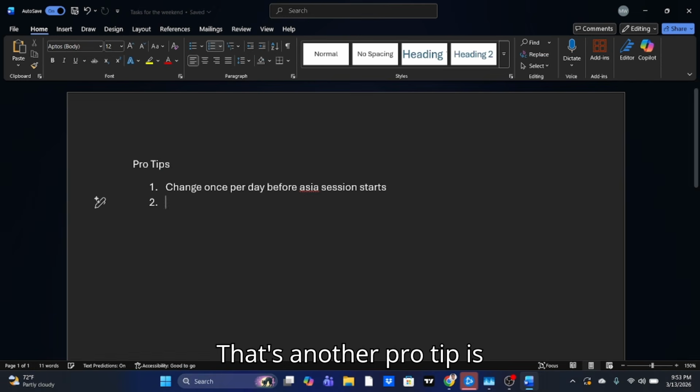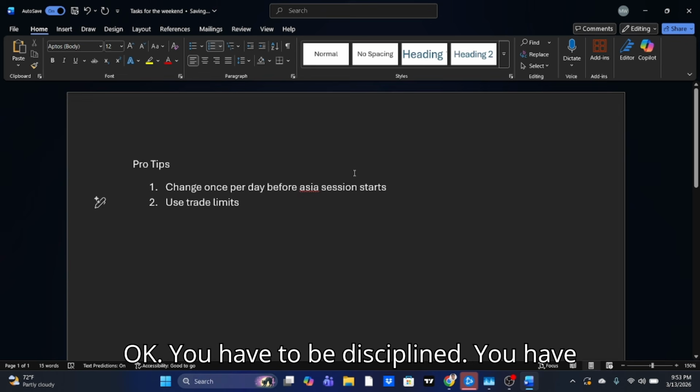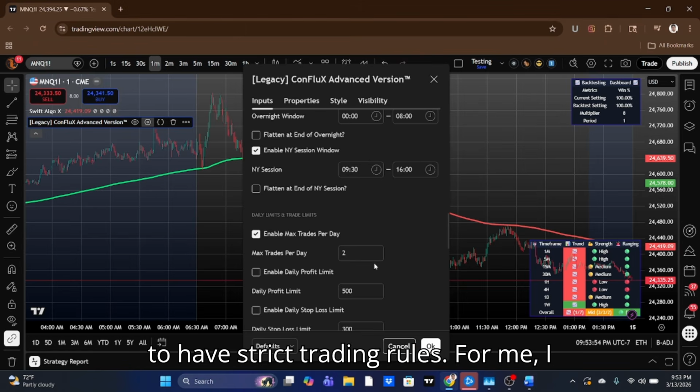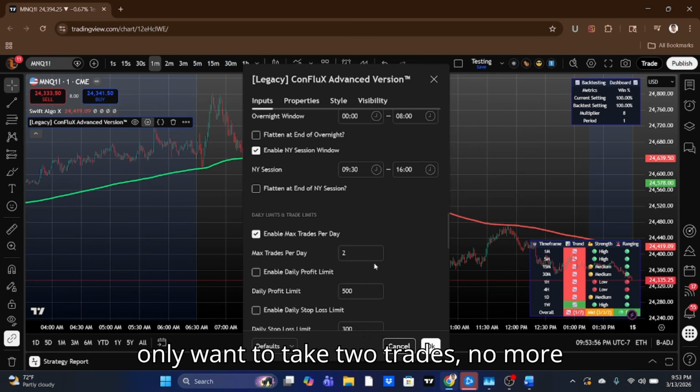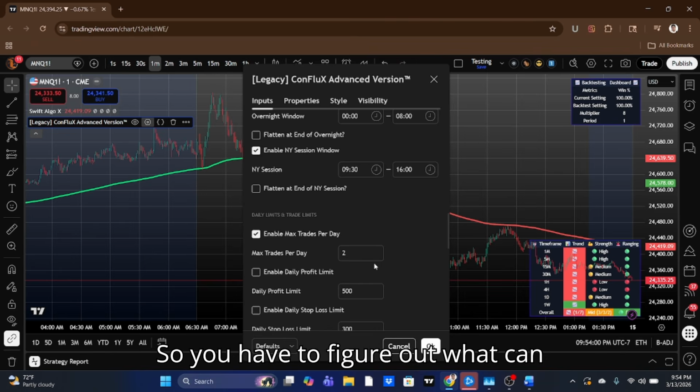That's another pro tip: use trade limits. Know your limits. Okay, you have to be disciplined. You have to have strict trading rules. For me, I only want to take no more than 2 trades per day max. So you have to figure out what you can tolerate, okay?